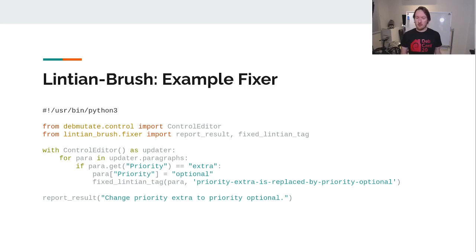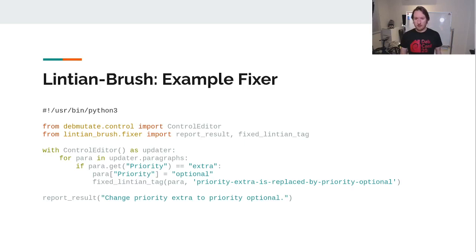This is an example script written in Python, and as you can probably tell, it basically just replaces priority extra with priority optional. So this is addressing the fact that Debian policy, I think 4.0.1, deprecated the priority extra value.